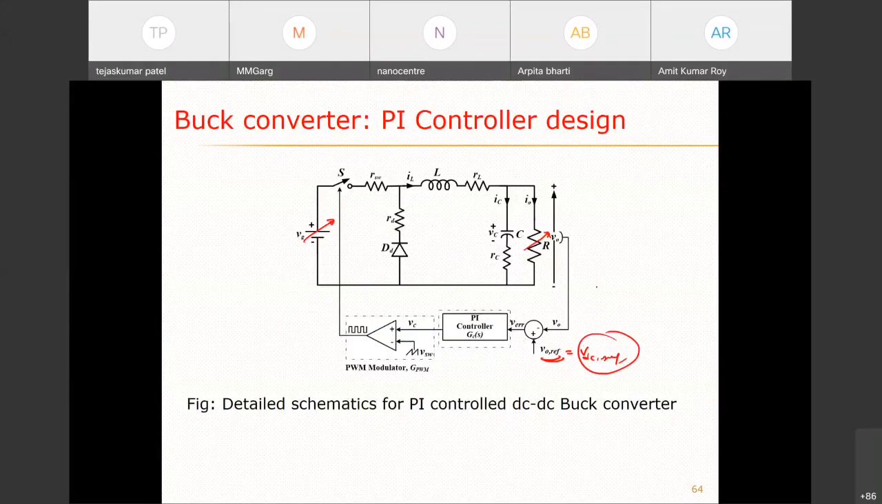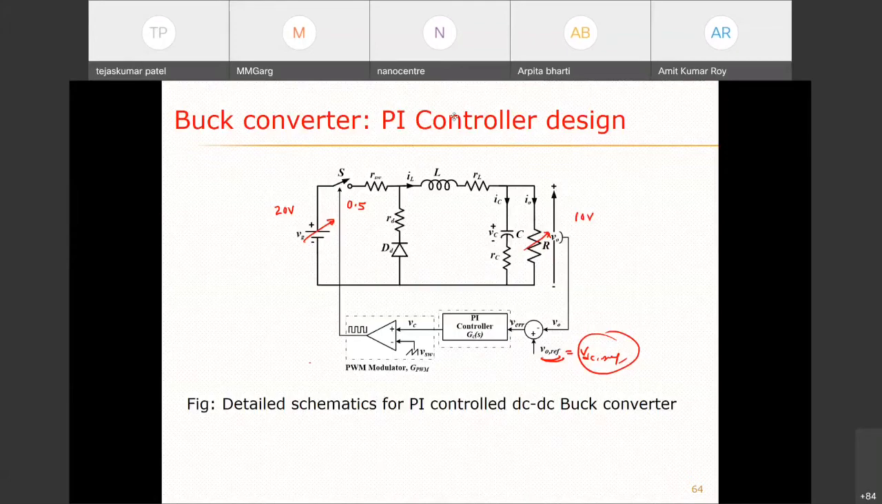So why is this controller design needed? As I said earlier, the input voltage may be fed by some source, so that may vary. Similarly, the load may vary, yet our output voltage should be regulated, right? So a reference is given to us, that may be the DC voltage reference. Our converter should behave in such a way that the reference voltage gets matched, right?